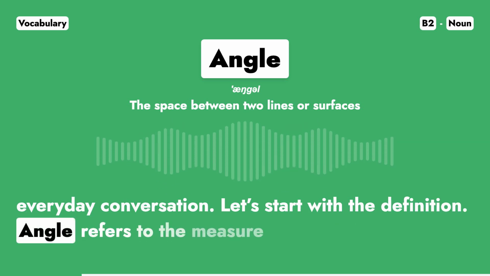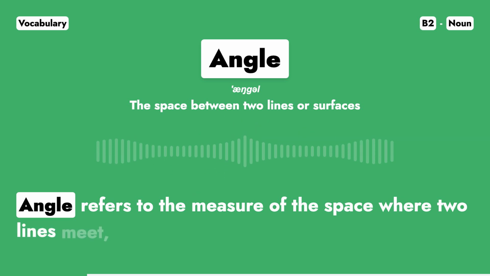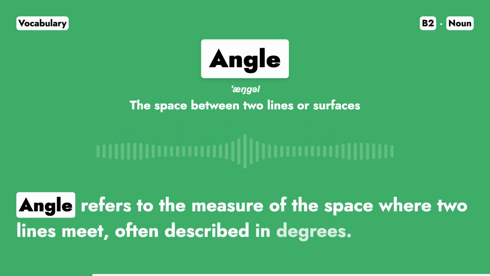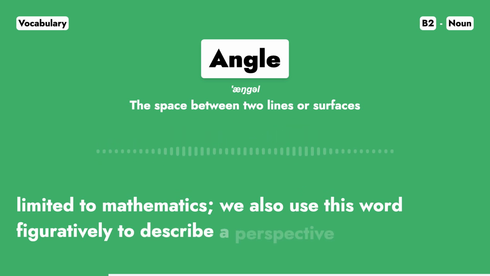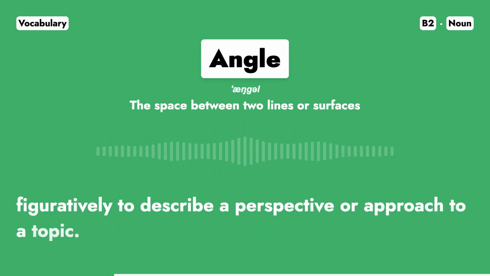Angle refers to the measure of the space where two lines meet, often described in degrees. It's not just limited to mathematics. We also use this word figuratively to describe a perspective or approach to a topic.